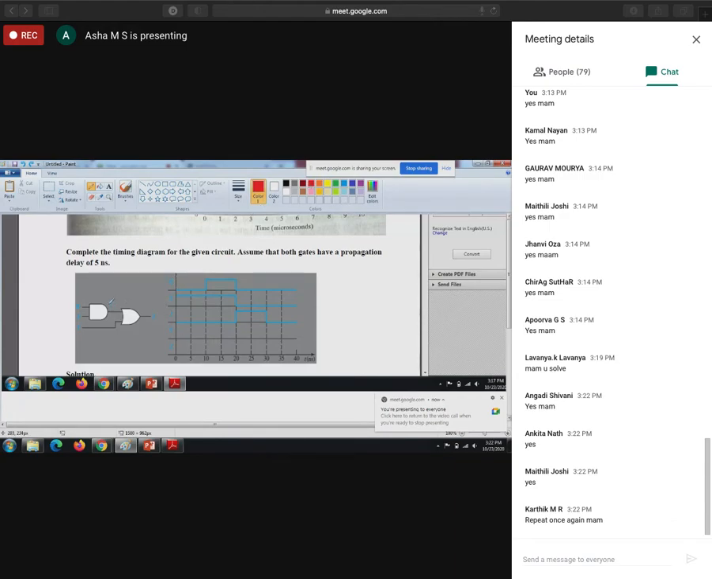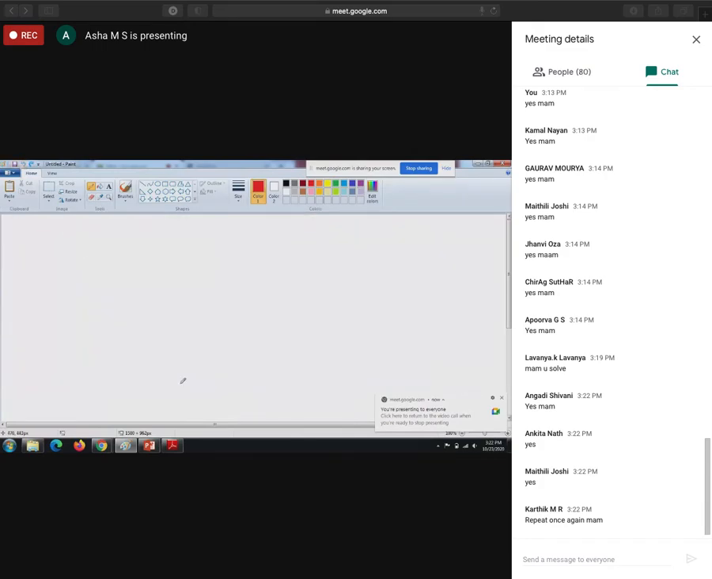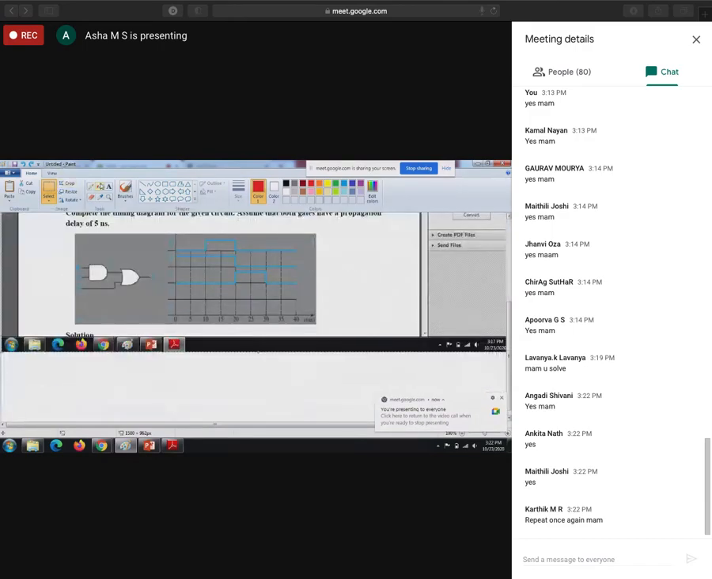See, I'm going to derive the waveform for V. V is the output of the AND gate. What are the two inputs of the AND gate? W and X. First at 0, the value of W is 0 and the value of X is 1. If either one input is 0, the AND gate output will be 0. So V will be 0. Again at time 5, W is retained 0 and X is retained as 1. Again, the output V will be 0.